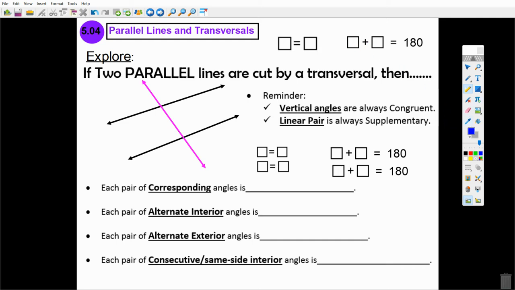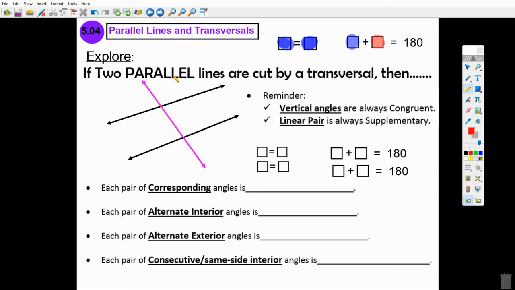I guess I could fill it in with blue right now. So for example, if I'm using blue equals blue, they are equal. But if I add a blue and a red, that's going to be equal to 180, okay? Also, it could be red and red, or this could be red and blue. So long as you have the same colors, they're equal. And if they're different colors in this picture, then they are supplementary.